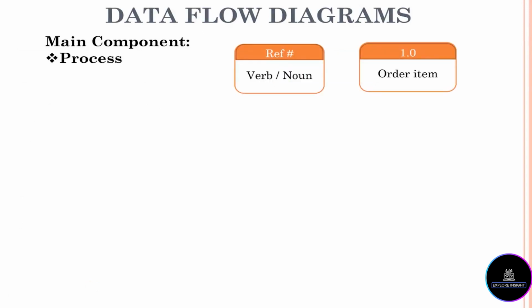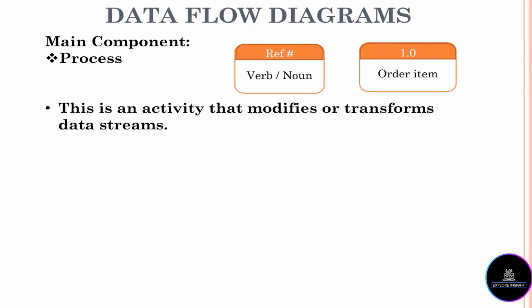The process component is an activity that modifies or transforms data streams. All processes need inputs and outputs on a data flow diagram because they convert incoming data to outgoing data.